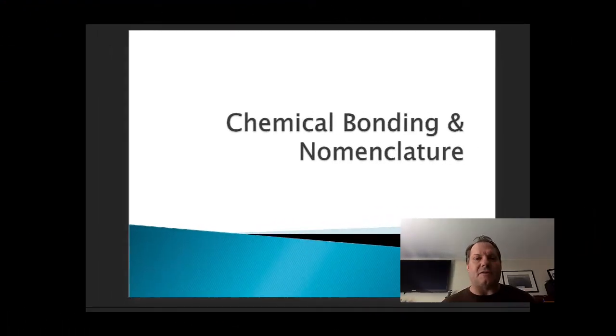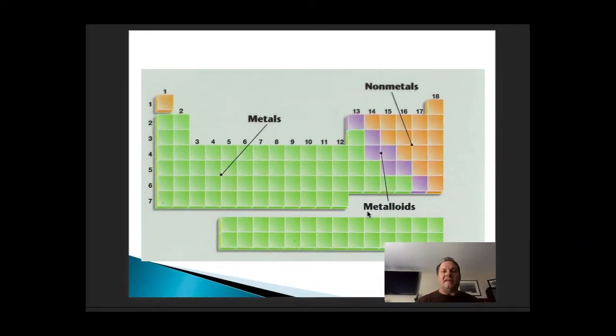Hi, and welcome to video 3.1, where we're going to be talking about chemical bonding and chemical nomenclature. So the first thing we need to look at is the periodic table itself. The periodic table is divided up into different regions based on their metallic or non-metallic character.